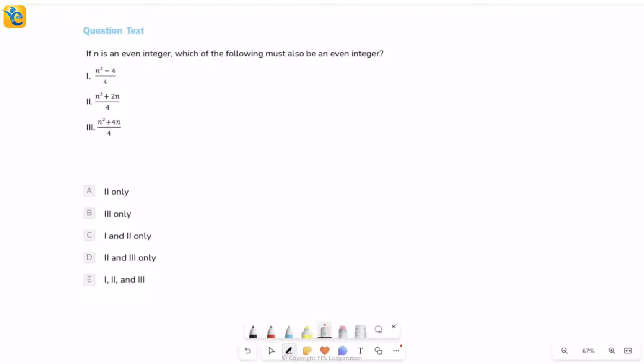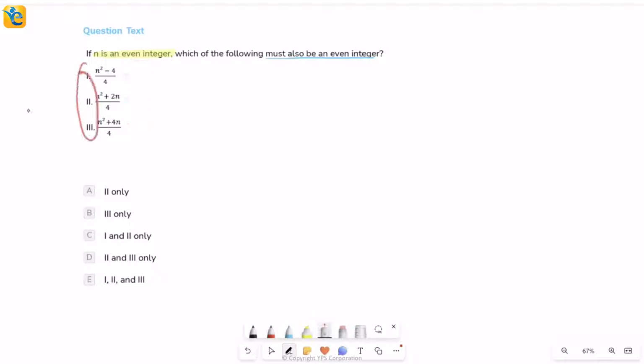Let's solve this question. This one says if n is an even integer, so this is given to us about n, then which of the following must also be an even integer? And here you see there are three expressions given to us, each of which has n in it as the unknown, but I do know the even odd nature of n, and based on this I want to see what is the even odd nature of these three.